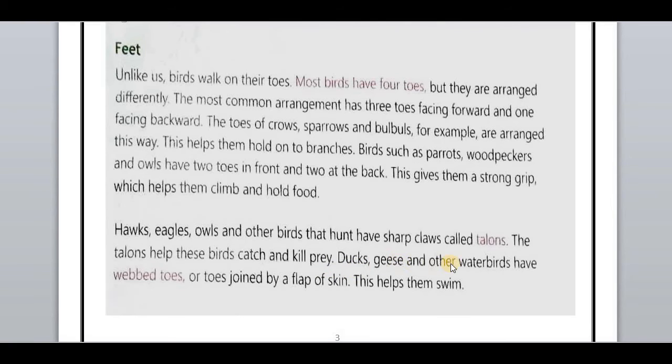Ducks, geese and other water birds have webbed toes, or toes joined by a flap of skin. This helps them to swim.